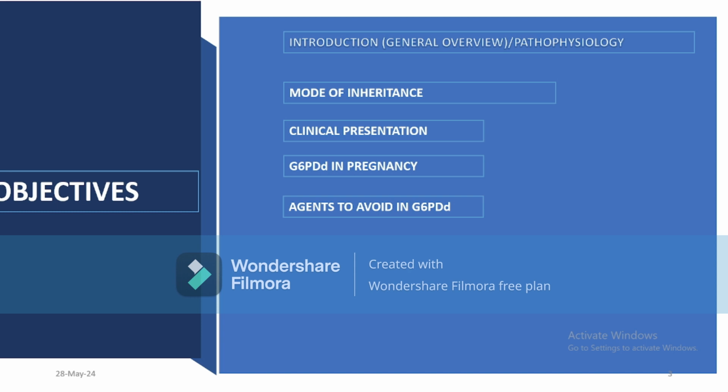There are some agents that we have to avoid in G6PD conditions. We will talk about that. And of course, we also talk about laboratory diagnosis of G6PD deficiency. Then we look at prevention and if possible, we talk about the treatment.